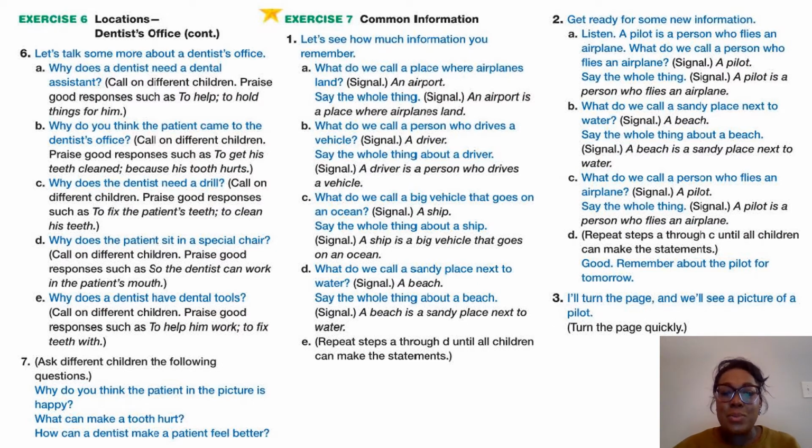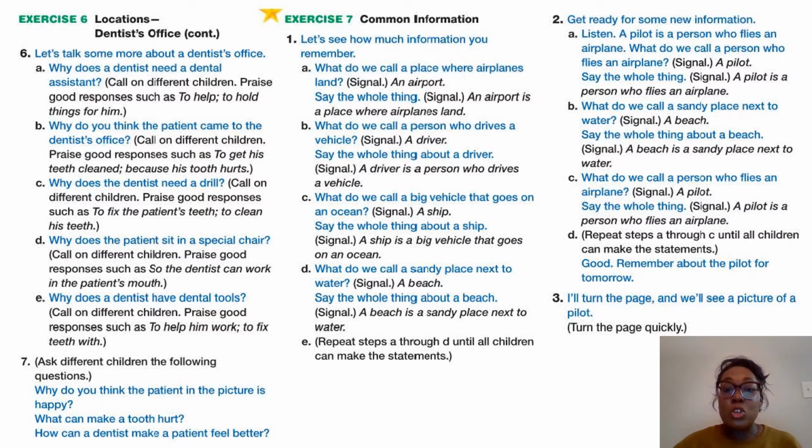What do we call a place where airplanes land? Get ready. Yes, an airport. Say the whole thing. Get ready. Yes, an airport is a place where airplanes land.